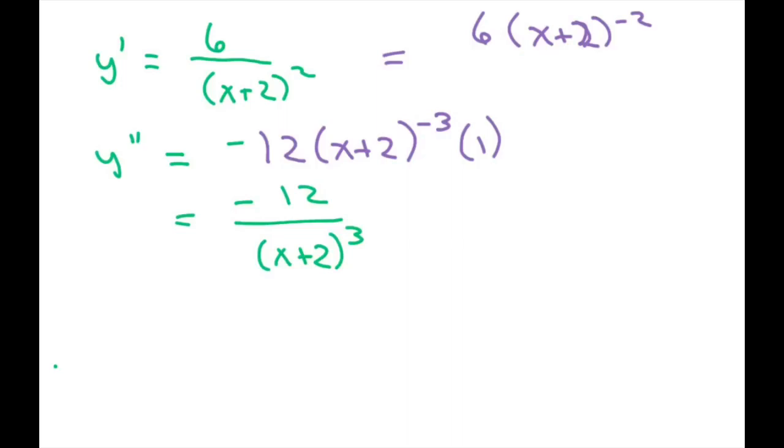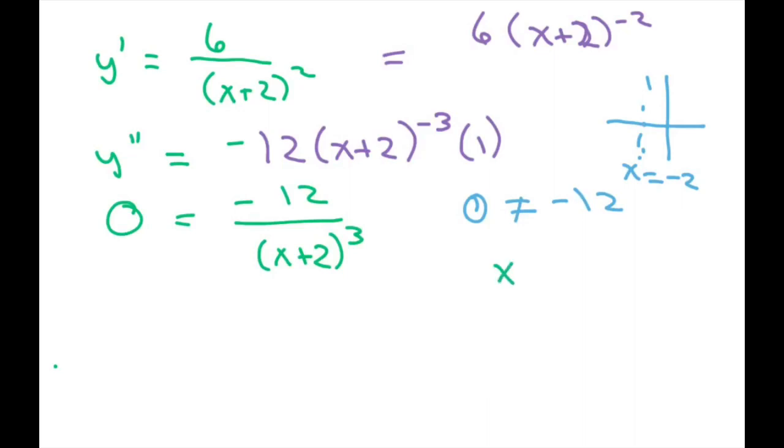Now we want to set this to 0, and there's no way to do that either, because you get 0 equals negative 12, which is not true. So we need to check around negative 2, because remember we have a vertical asymptote at x equals negative 2. So basically I want to see what's going on when x is less than negative 2, and when x is greater than negative 2.